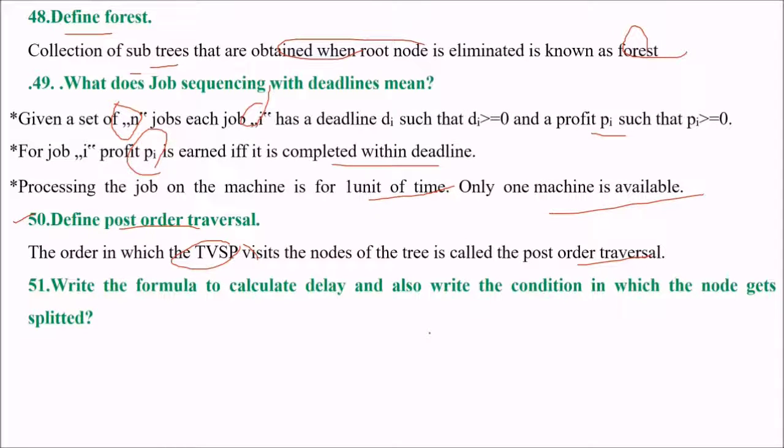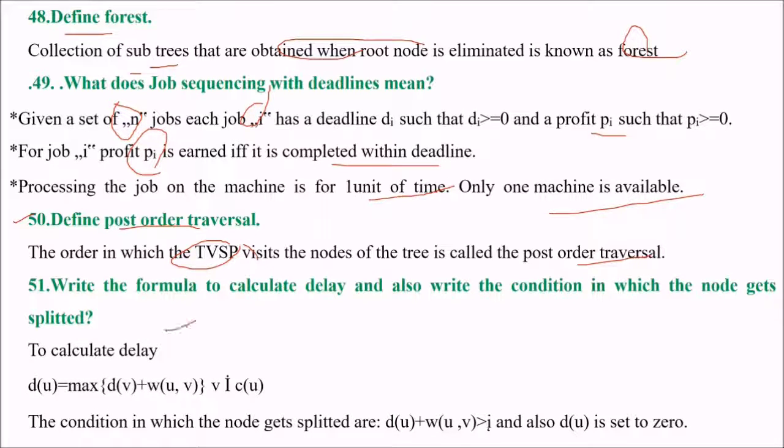Write the formula to calculate delay and also write the condition in which the node gets split. This is to calculate the delay, in which the maximum of the values d(v) and w(u,v) is checked. The condition in which the node gets split is when this value is greater than the tolerance value, and also this d(u) is set to 0.